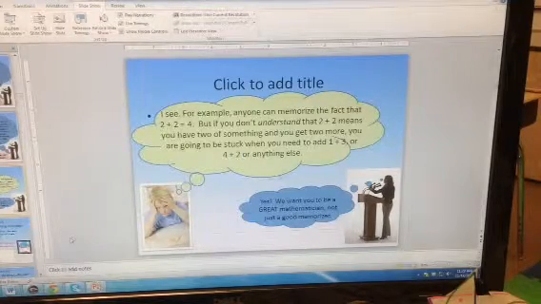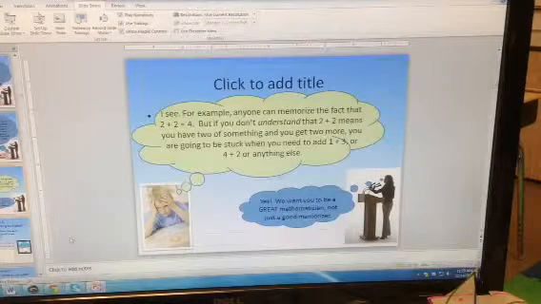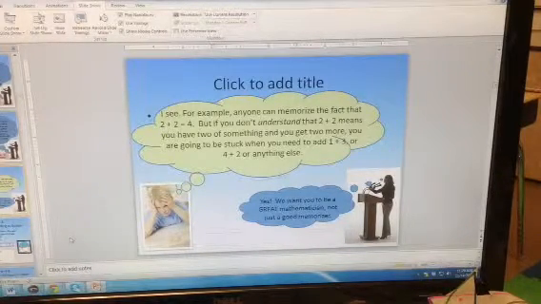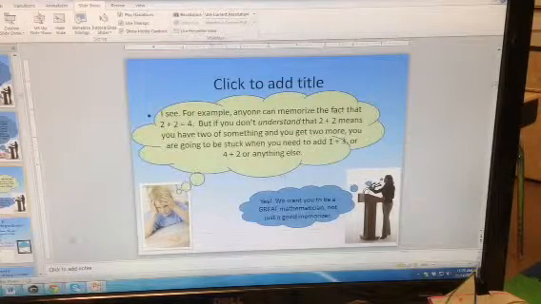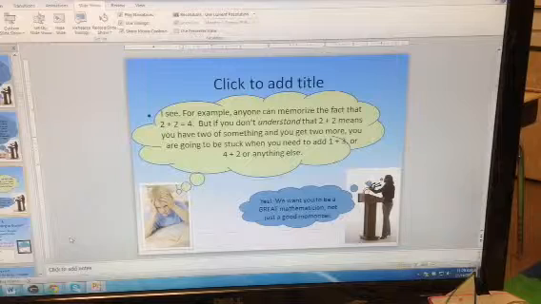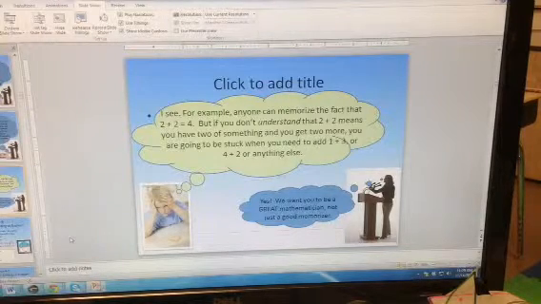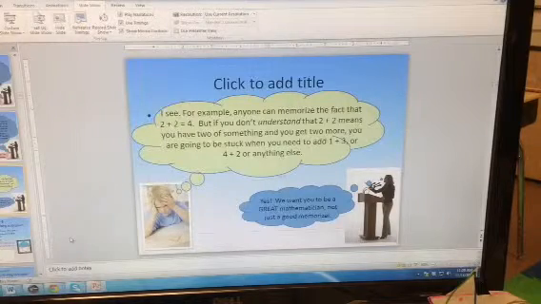The boy says, "I see. For example, anyone can memorize the fact that 2 plus 2 equals 4. But if you don't understand that 2 plus 2 means you have 2 of something and you get 2 more, you're going to be stuck when you need to add 1 plus 3 or 4 plus 2 or anything else." And the publisher says, "Yes, we want you to be a great mathematician, not just a good memorizer."